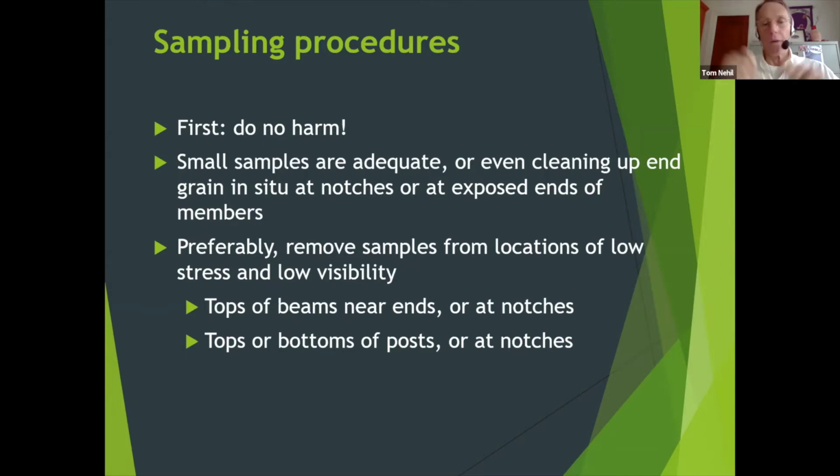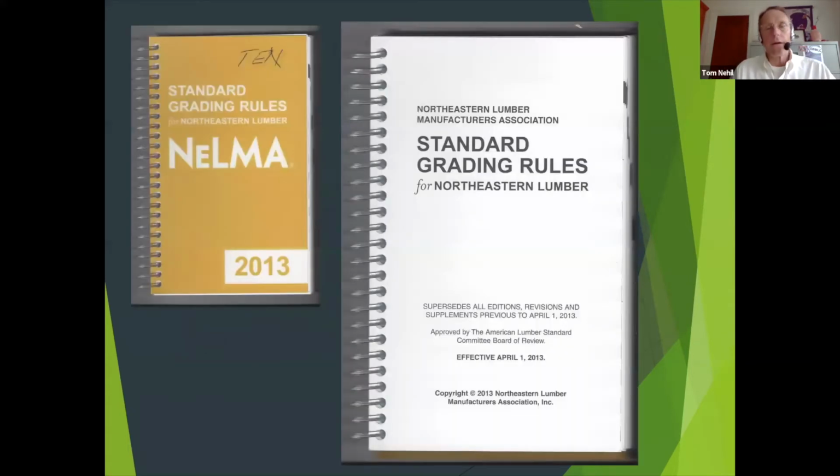So we might go to the tops of beams or joists out near their ends where that loss of wood is going to have no effect. We can go to the top or bottom of posts. And what's really handy is if you've got existing notches, you can take samples adjacent those. The damage has already been done. You're not going to hurt anything. So that's what's going on with wood identification.